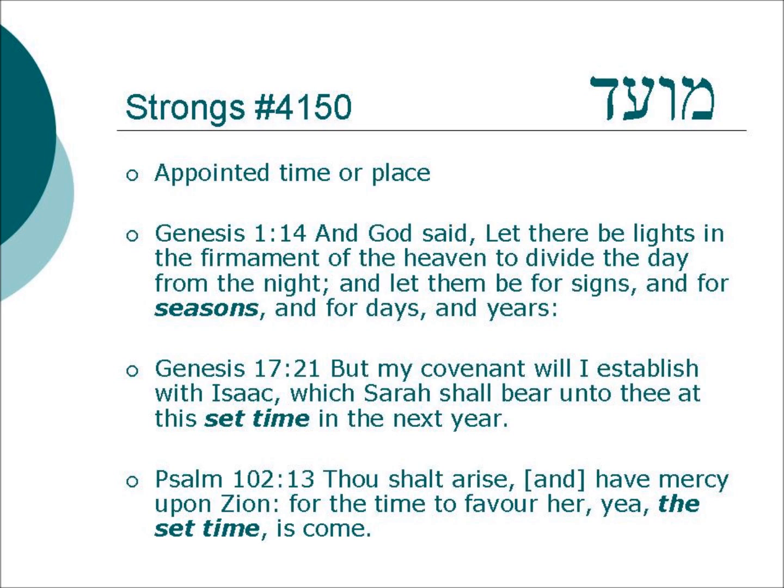Genesis 17:21. But my covenant will I establish with Isaac, which Sarah shall bear unto thee at this set time in the next year. It's an appointed time. God has a time when he's going to accomplish certain tasks, and this is moed. Psalm 102:13. Thou shalt arise and have mercy upon Zion, for the time to favor her, yea, the moed, the set time is come. There's an appointment for that.